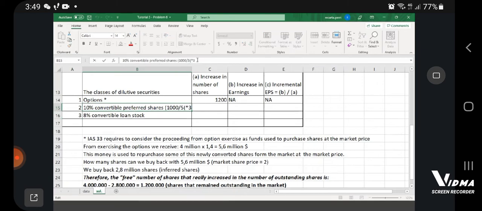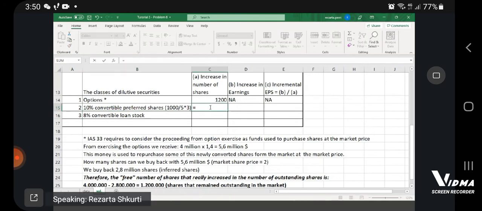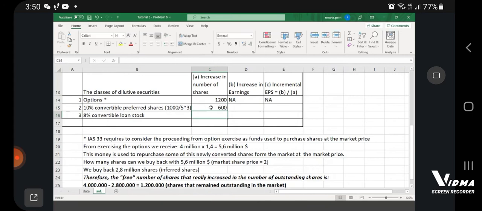I'm trying to put the calculations correctly so you know what to expect when you see the exercise. So it is 1,000 divided by 5, and each of them will be converted into 3 new shares. So these 1,000 preferred shares with 10% interest will be converted into 600,000 new shares that we are having represented here. What is the increase in earnings?